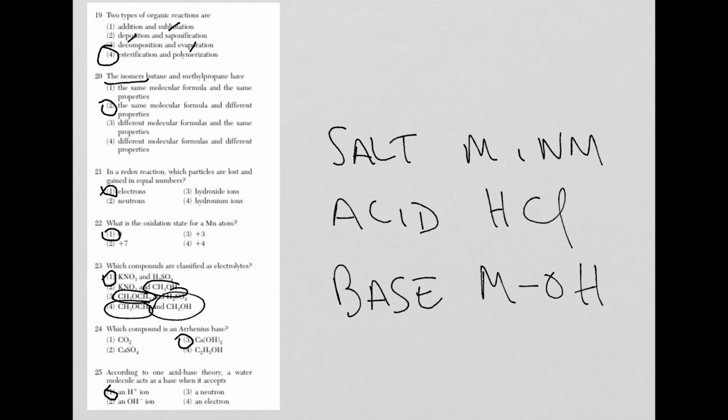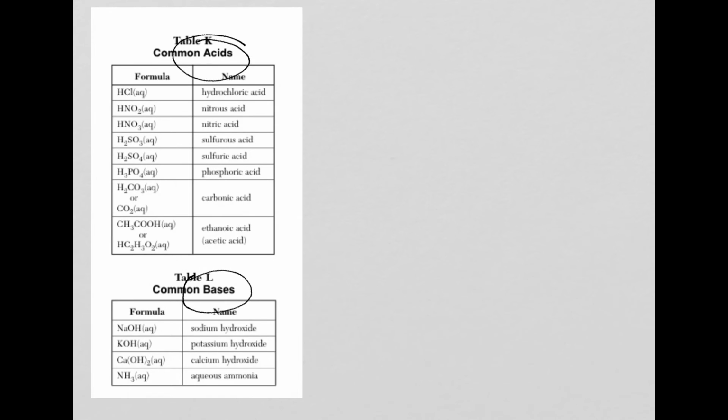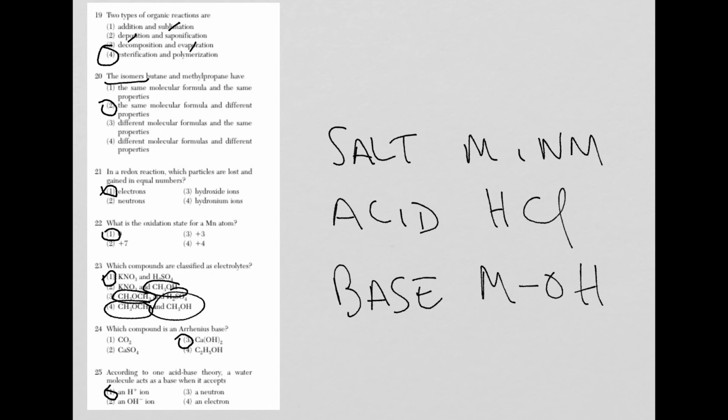For 24, which compound is an Arrhenius base? Well, again, if you look at the bases, you'll see that calcium hydroxide is there. Arrhenius base just means that it provides OH in water when it's put in water. So any metal in OH is considered an Arrhenius base. For the other or alternative theory for acid bases, in addition to the metals in OH, ammonia or ammonium hydroxide would be the other base.